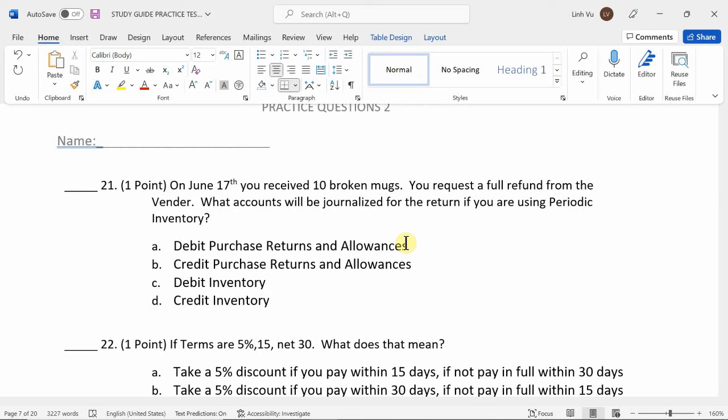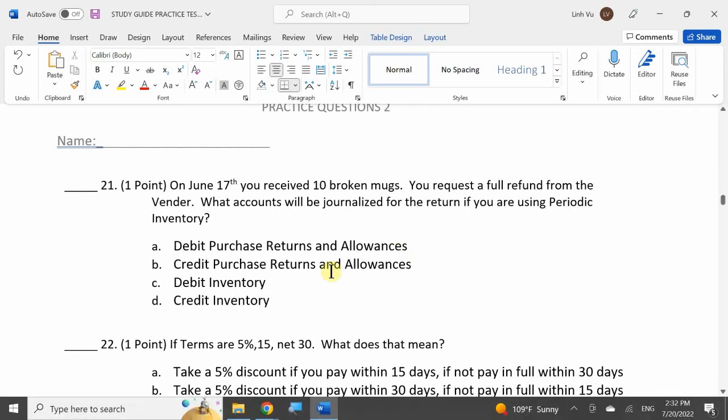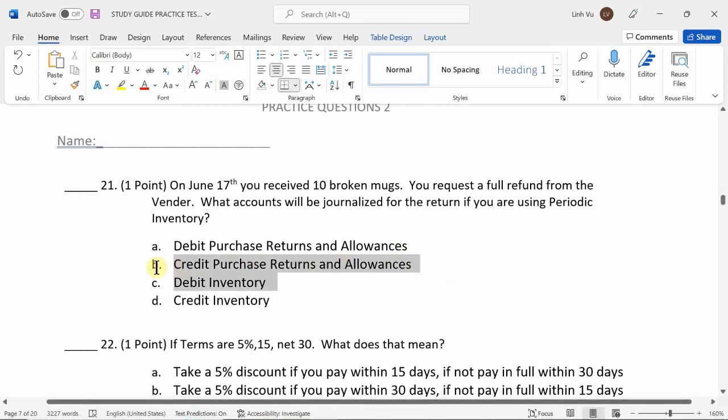You're going to be crediting the purchase returns and allowances because purchase returns and allowances is a contra expense account, right? It's going to decrease your purchase expense. So in this case, that is correct. Letter B is correct. You're going to be crediting your purchase returns and allowances, not purchase expense.